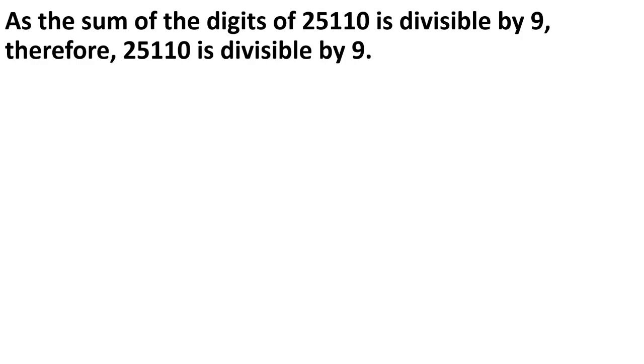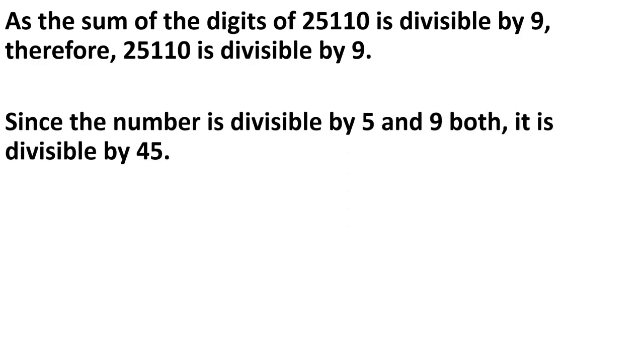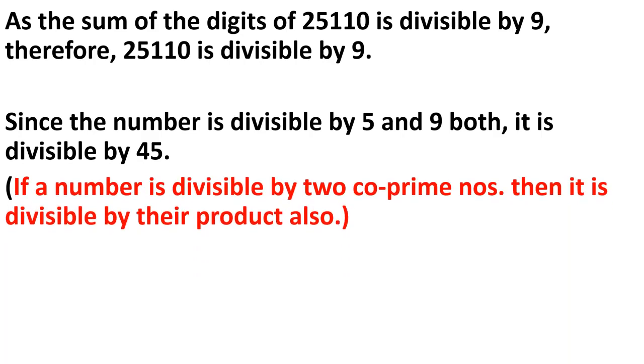So since the number is divisible by both 5 and 9 and they are co-prime numbers also, it is divisible by their product, that is 5 multiplied by 9, 45 also. This we have done in the divisibility rule today only. If a number is divisible by 2 co-prime numbers, then it is divisible by their product also.